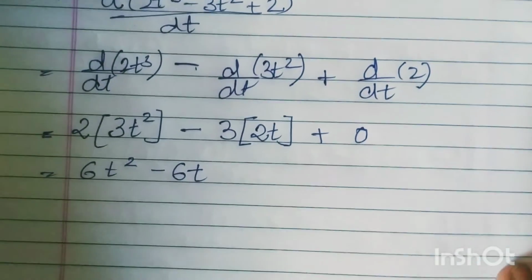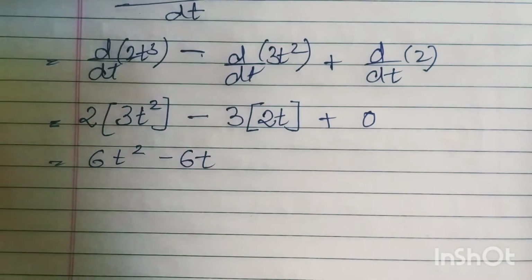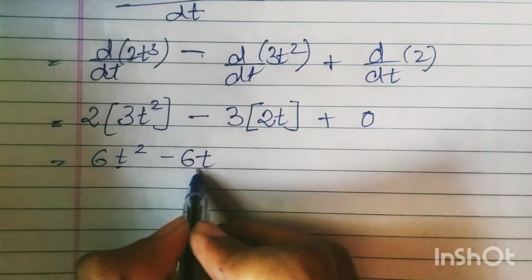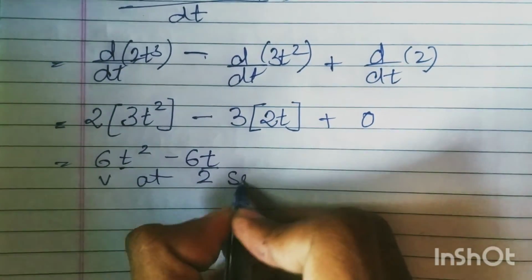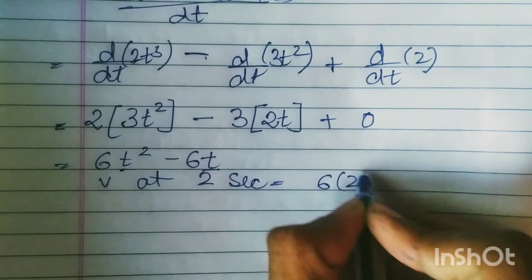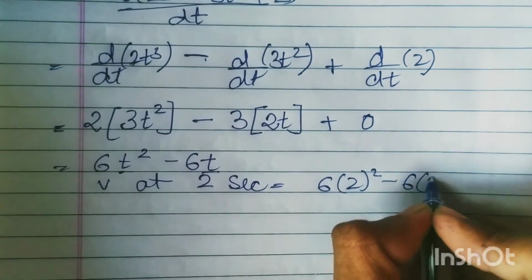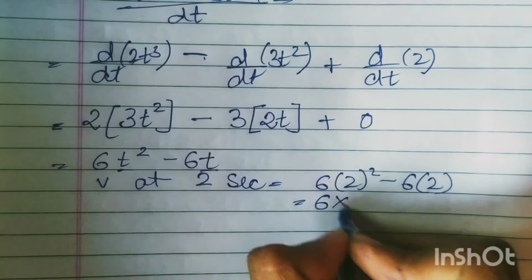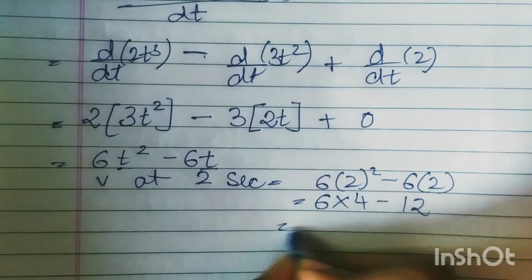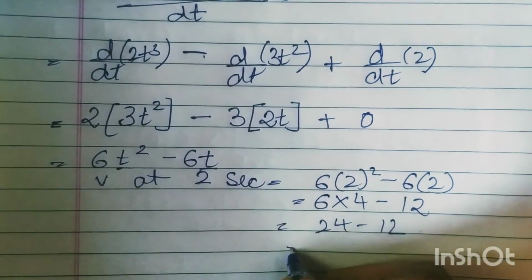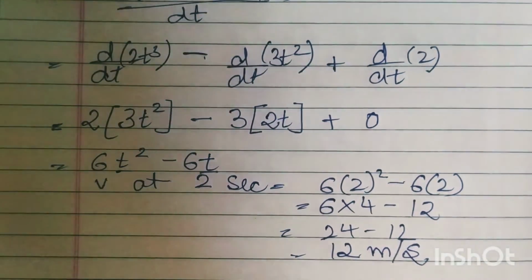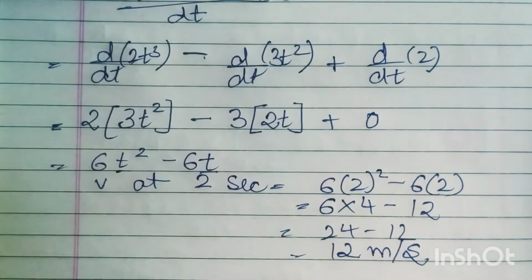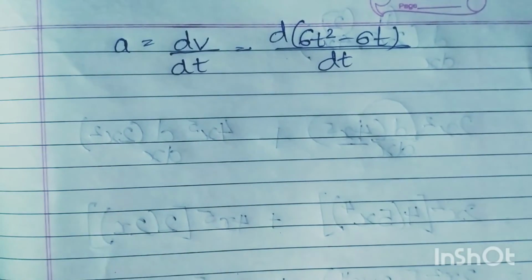This is your velocity. But the question is saying to find the velocity at the end of 2 seconds. So we will replace the value of t with 2. So velocity at 2 seconds will be 6 into 2 square minus 6 into 2. That will be 6 into 4 minus 12. That is 24 minus 12. That is 12 meters per second. Remember to write the SI unit properly, that is meters per second. Don't write meter and leave.